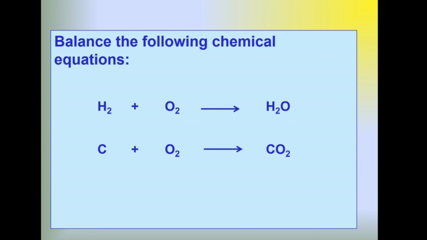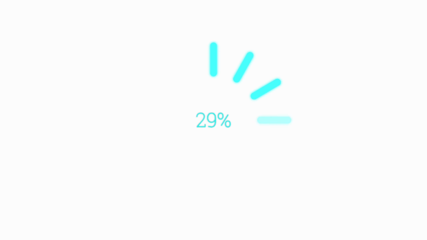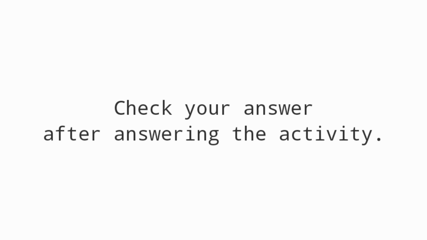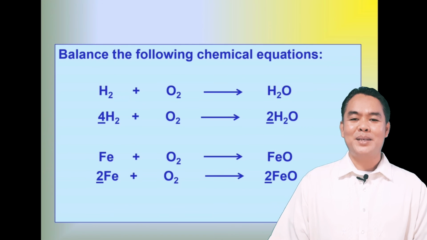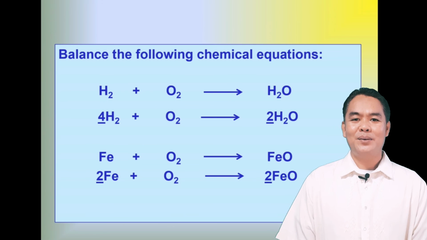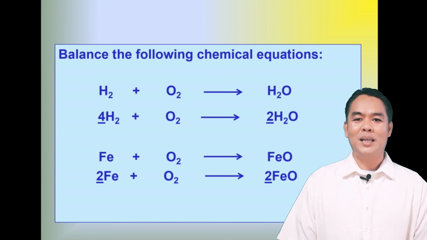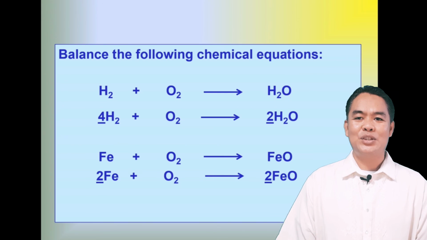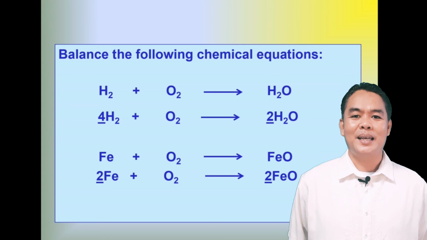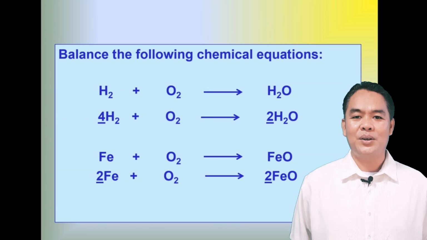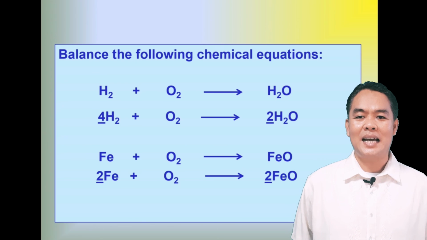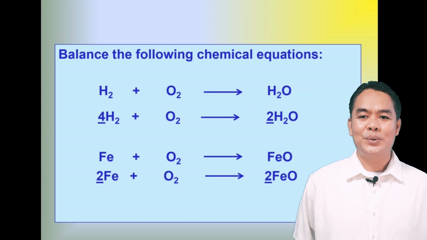Now, I want you to pause this video while balancing the following chemical equations. Now, the balanced chemical equations are 4 molecules of hydrogen gas plus 1 molecule of oxygen gas yield 2 molecules of water. And for the second equation, 2 atoms of iron plus 1 molecule of oxygen gas yield 2 molecules of iron oxide.